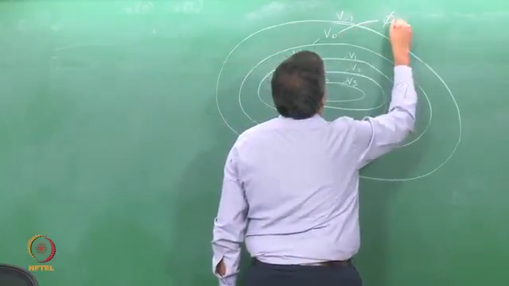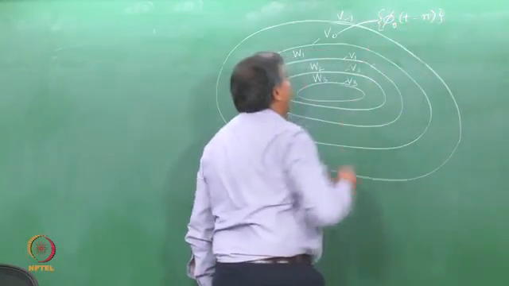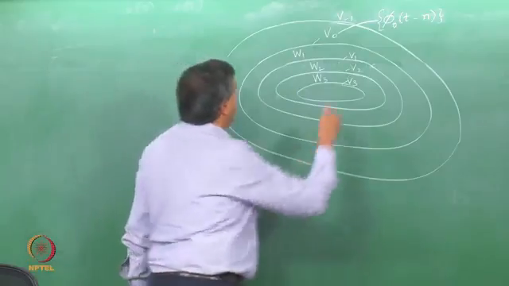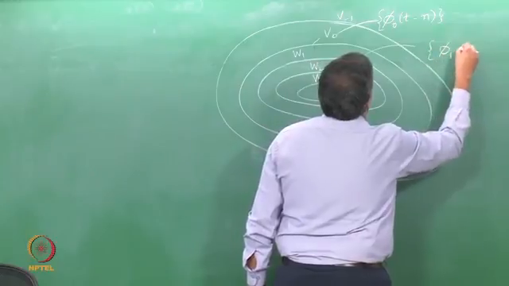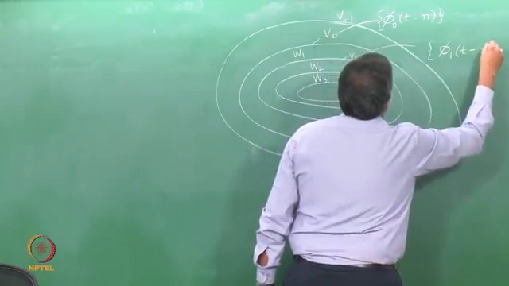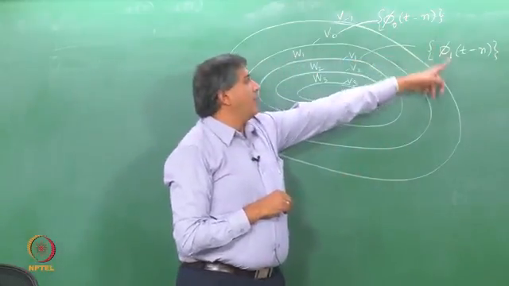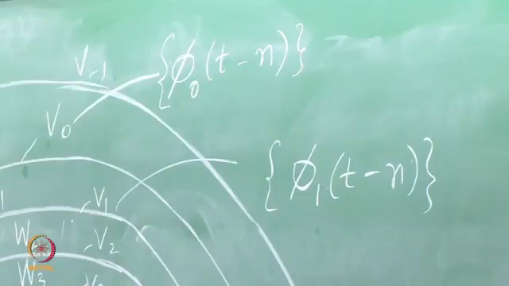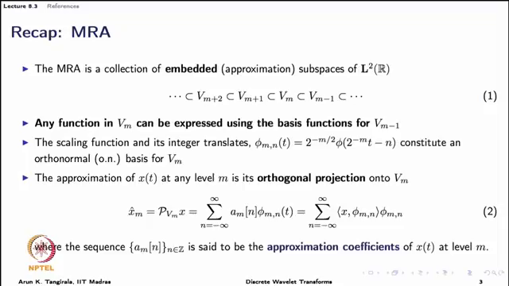So, V0 is generated by the scaling function and its translates at level 0. V1 is spanned by the basis functions phi1(t) and its translates and so on. The specialty of each of the scaling functions is that they are orthonormal. So, that is the main feature of a multi-resolution approximation. That is the second point that we are making: the scaling function and its integer translates constitute an orthonormal basis for Vm.